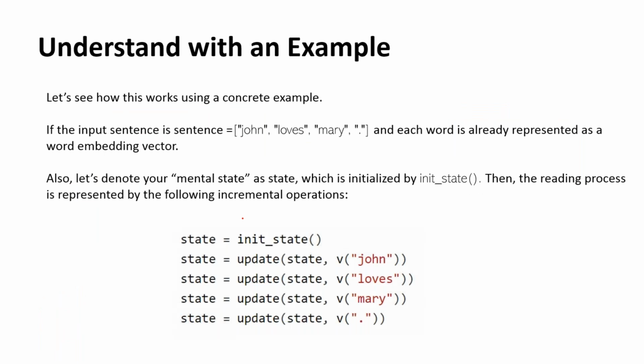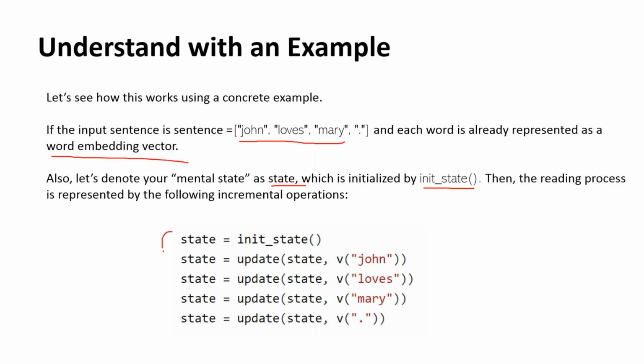So if we take that as an example, let's see how this works, right? The input sentence is, let's say, John loves Mary, and each word is already represented as a word embedding vector. Also let's denote your mental state as a state. For example, this is a state which is initialized by init state. Then the reading process is represented by the following incremental operation, right?